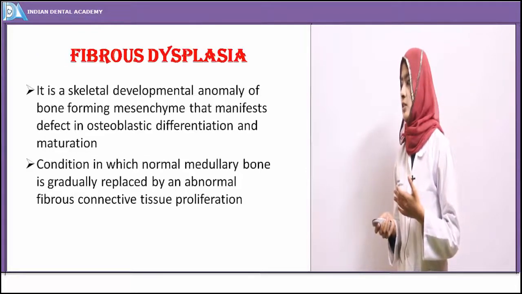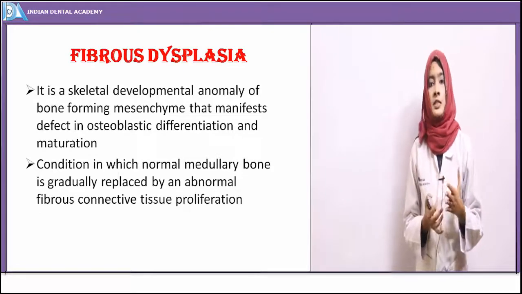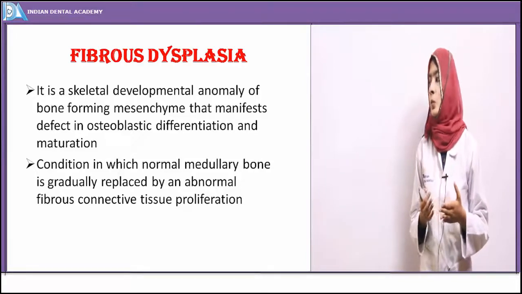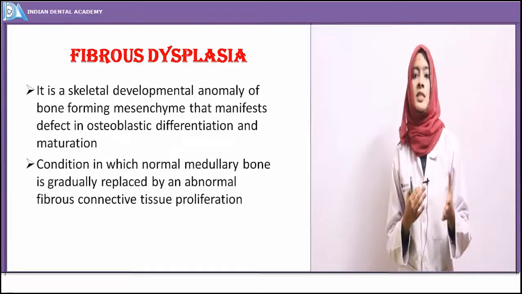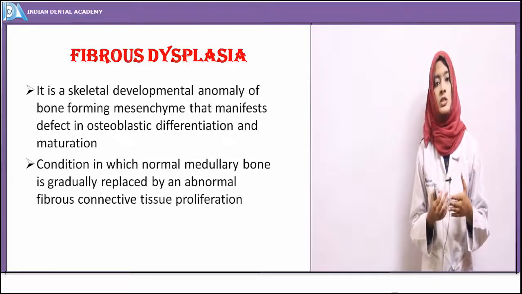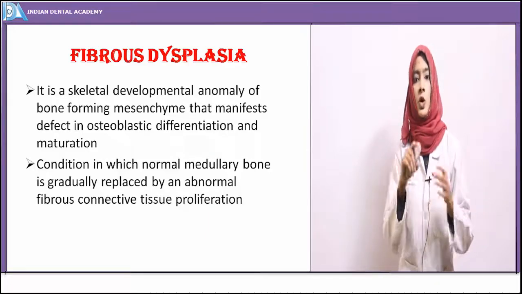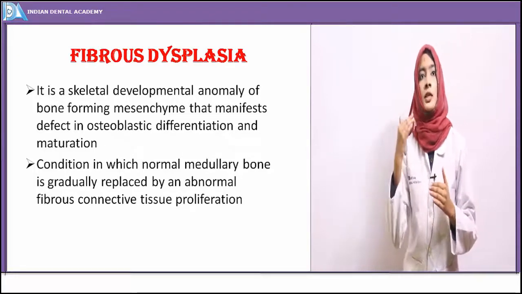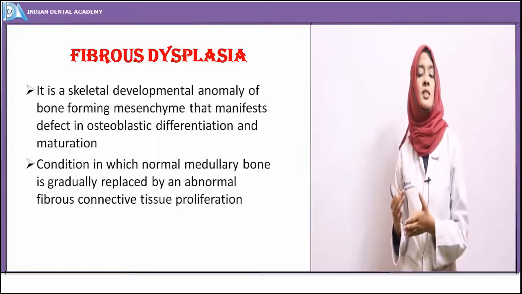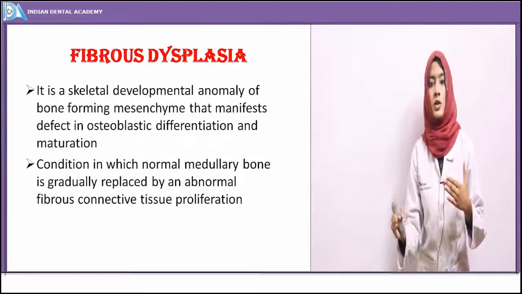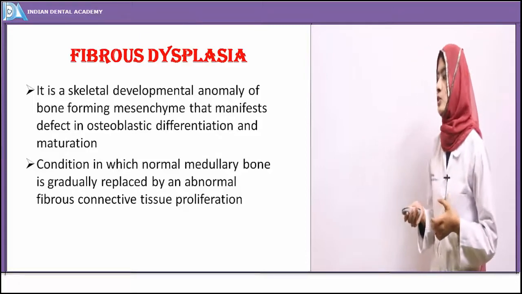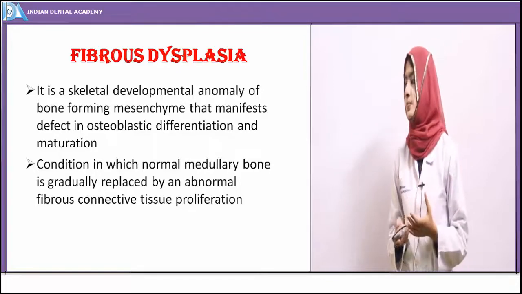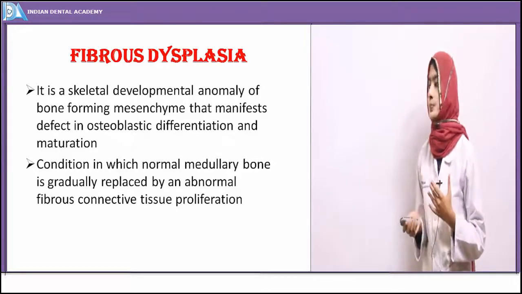So the first is fibrous dysplasia. Fibrous dysplasia is a skeletal developmental anomaly of bone forming mesenchyme where there is a defect in osteoblastic differentiation and maturation. In this condition, the normal medullary bone is replaced by fibrous tissue. So there is proliferation of fibroblasts, and they replace the normal osteoid tissue. Basically the defect in fibrous dysplasia is in the maturation of the osteoblast.